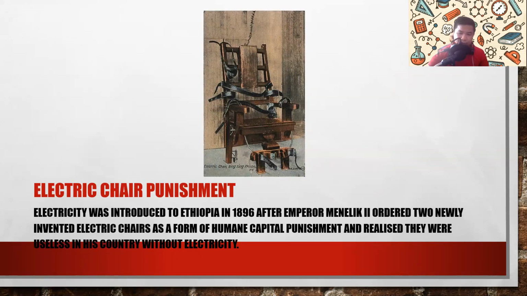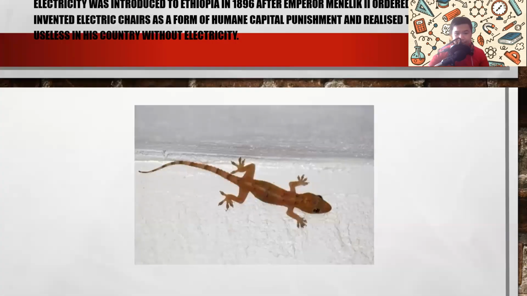Some countries, for the people that are so bad, that what they did is unforgivable, they are killed using electricity because it is fast and it only hurts a little bit. This is called the old electrical chair.